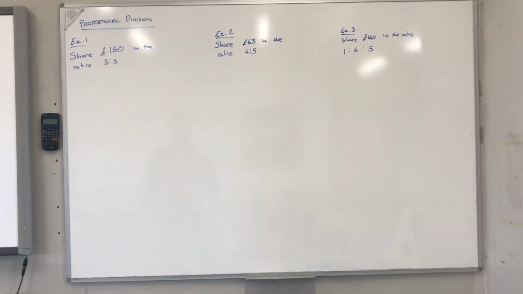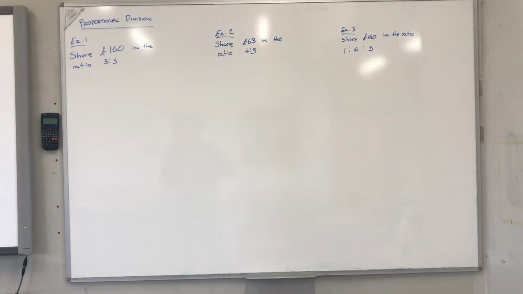Hi. So here we're going to look at using our knowledge of ratio to allow us to divide quantities into a given ratio. Before, we've just simply stated what the ratio is, we've simplified, we've calculated, but now I've been given a quantity, for example in example 1, 160 pounds, and I want to share that in a ratio of 3 to 5. We're going to call this proportional division.